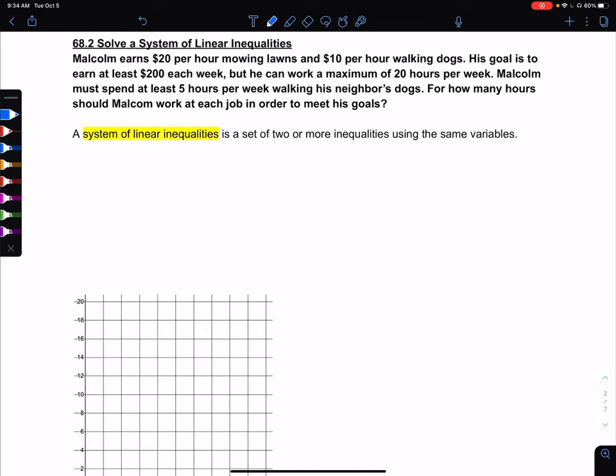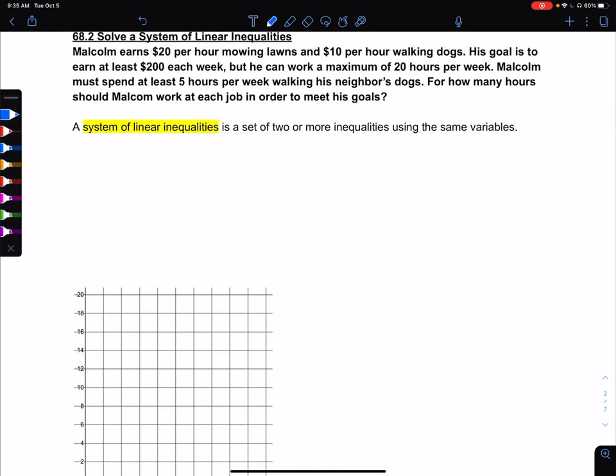Alright, so Malcolm's going to have some options here. It doesn't have to be a set number. He's going to have a range or a group of hours that he can work somewhere. So maybe it's 10 hours and 12, or 10 and 12 won't work. But maybe it's 8 and 4 or 9 and 6, whatever it is. It's not going to be one specific point. It's going to be a region where we can work. So a system of linear inequalities is a set of two or more inequalities using the same variable.